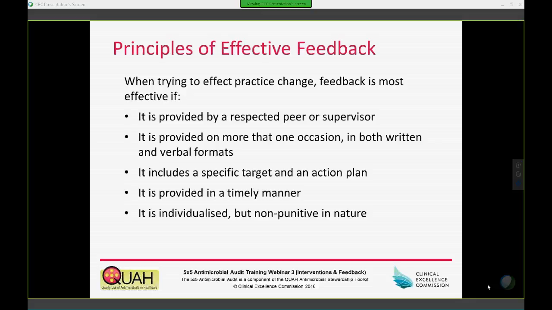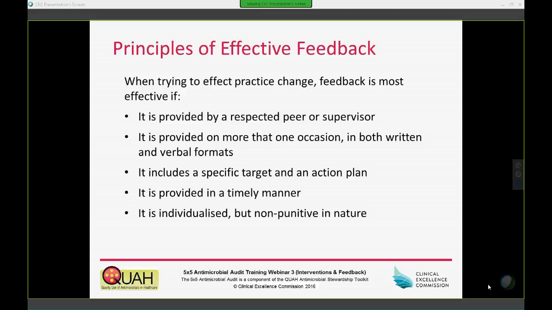Feedback should be provided in a timely manner. We are all aware of examples of audits where it takes a couple of months for the data to be processed properly, and then a couple of months further down the track, someone finally releases a report or perhaps gives a grand round presentation about it. But by that time, the value and impact of that data has diminished quite a lot.